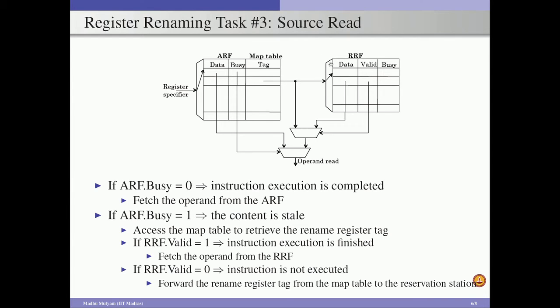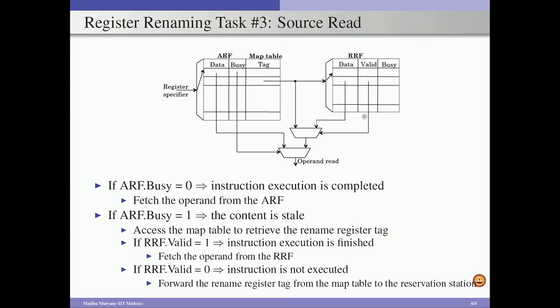The tag of the rename register is available from the corresponding entry of this map table, and this is going to give a tag of a rename register, and we use that as an input to this rename register decoder, as well as give that as one input to the second multiplexer. And once we select one particular entry in the RRF using this rename register file decoder, we access the data in the data field, and that will be given as a second input to this second multiplexer, and the valid bit we access from the selected entry will be given as a select line.